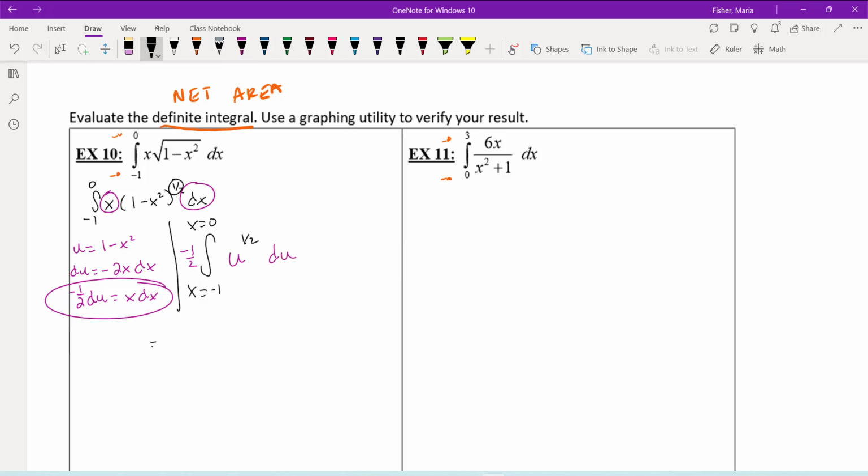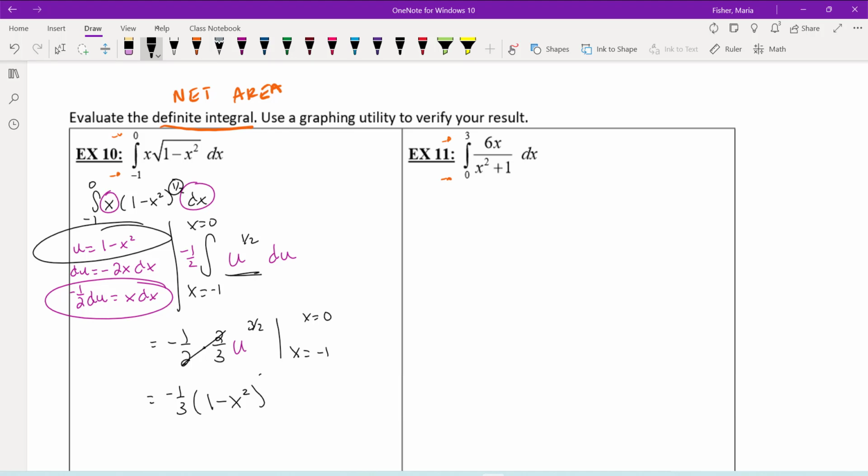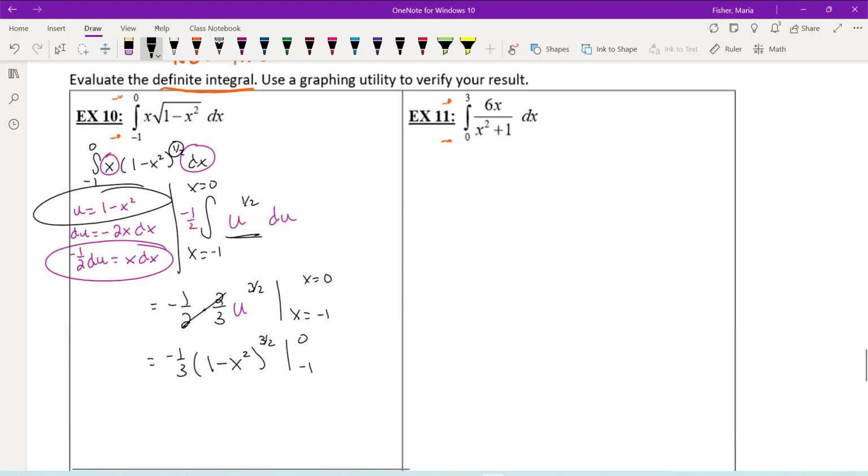Now we are in basic form. So this is negative 1/2 times, if I integrate u to the 1/2, that's u raised to 1 more, 3/2, and then times the reciprocal, 2/3, and this gets evaluated from negative 1 to 0. These 2's cancel, and we have negative 1/3. Get out of u and go back into x. 1 minus x squared raised to the 3/2 power, evaluated from negative 1 to 0.